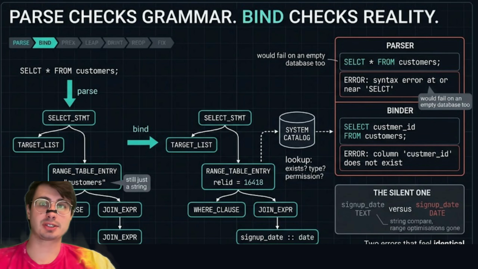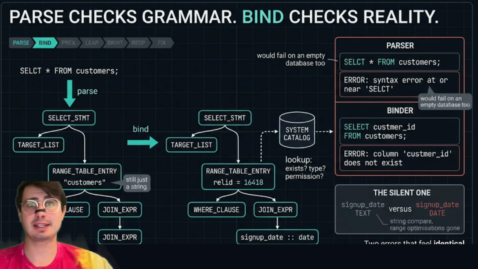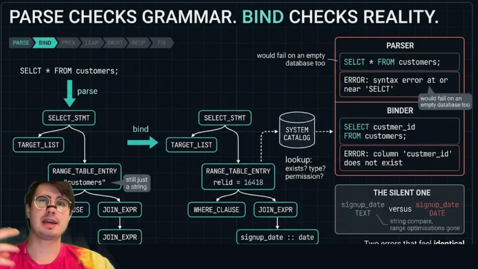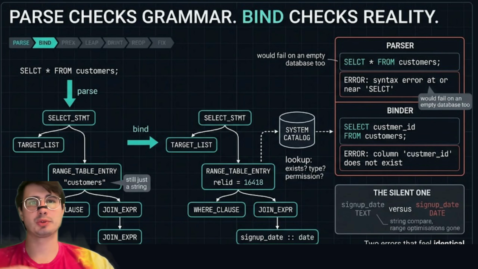And this is where the database goes to the system catalog and asks, does a table called customers exist in the search path? Does it have a column named sign up date? What type is that column? Does the current user actually have permission to read that column? And then every identifier in your query gets resolved to an actual object ID, and every expression gets a type.